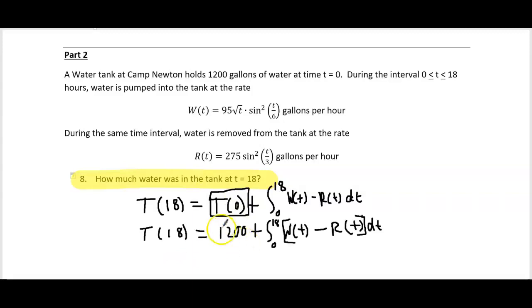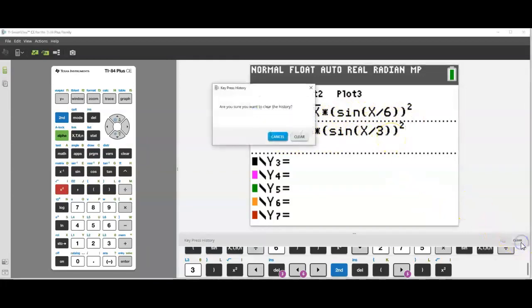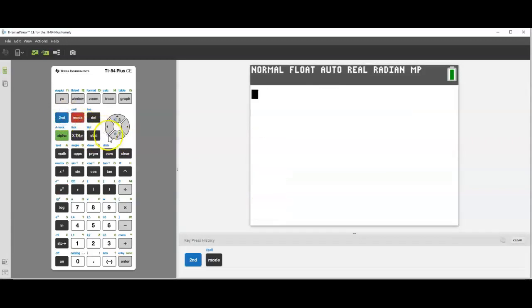So what we need to do then is we need to type this into our calculator, but not before we've told our calculator what W and R are in the first place. So let's go to our trusty calculators. Now I've already typed them in. If you're having issues getting the right answer, you might want to compare to how you typed your functions in to how I typed my functions in, just to make sure that we match. All right, so now we want to go to second and we want to go to quit or mode, and then that takes us back to the home screen.